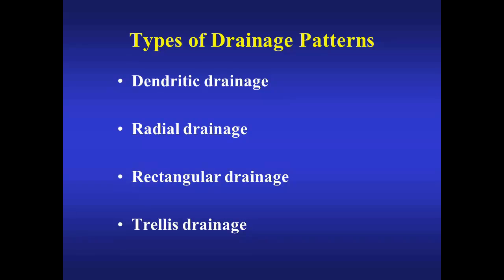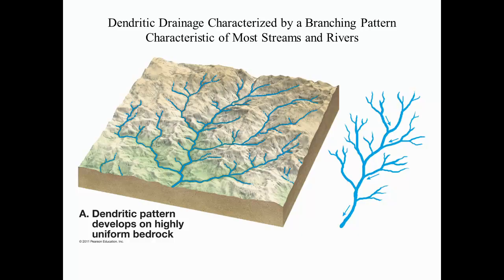Now, there are different types of drainage patterns. We have, for example, dendritic drainage, rectangular drainage, radial drainage, trellis drainage. Dendritic drainage patterns are like branches of a tree that characterize most streams and rivers. These dendritic patterns typically develop in highly uniform bedrock in topography that's, for the most part, flat to gently undulating. The Mississippi River and the Red River are good examples of this type of pattern.